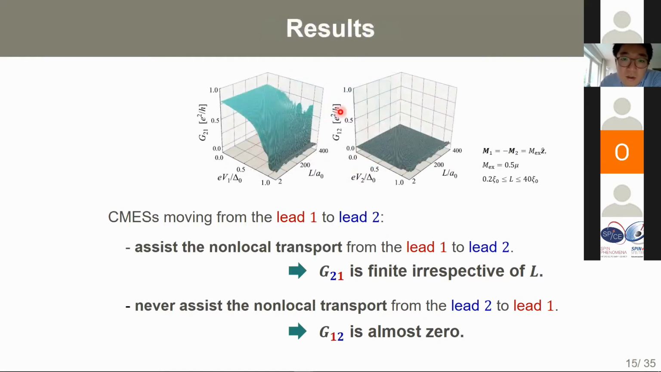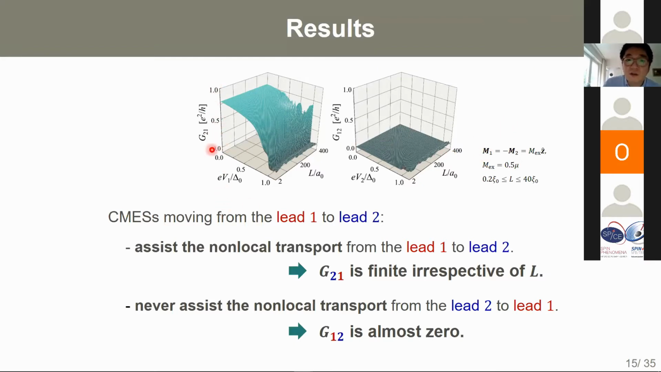And then I will show you the numerical result. And I can say that our expectation is completely correct. Our numerical calculations agree with our expectation. For calculating this figure, we consider anti-parallel magnetization along the axis, and the exchange potential and magnetic moment dependence will be discussed later. But now we just consider the anti-parallel one along the axis.